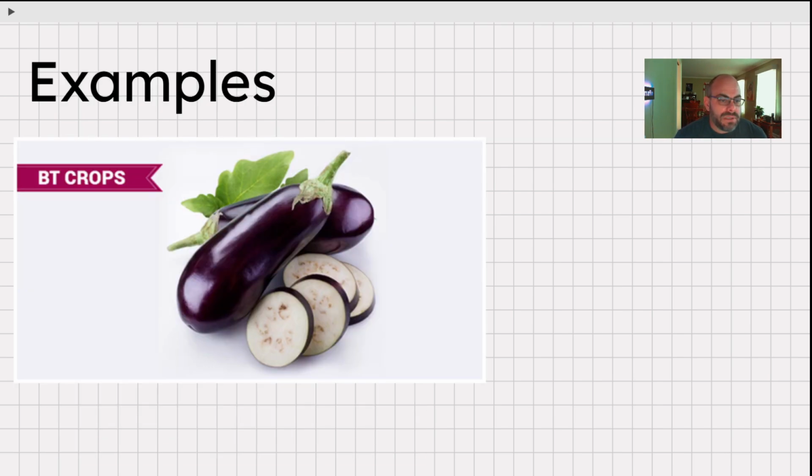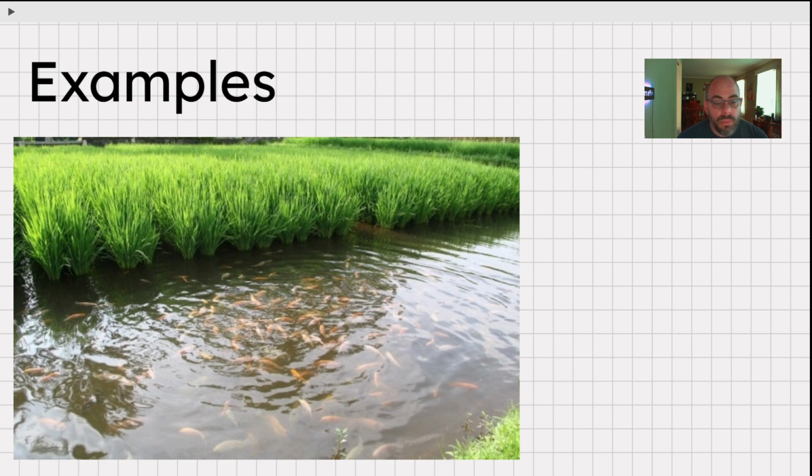So let's look at some examples. Bt crops, we've talked about these. Bt crops are crops that have the gene for a particular toxin inserted into them, made by a bacterium found in the soil, whose abbreviation is Bt. I don't remember the exact Bacillus something. They reduce pests, which is good, but they have to be rotated in order to avoid pests developing resistances.